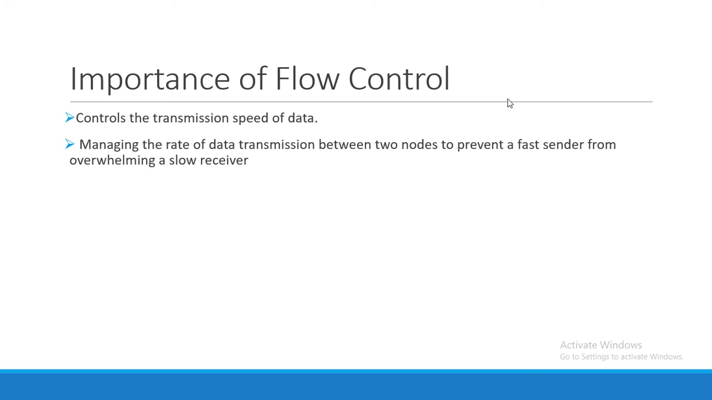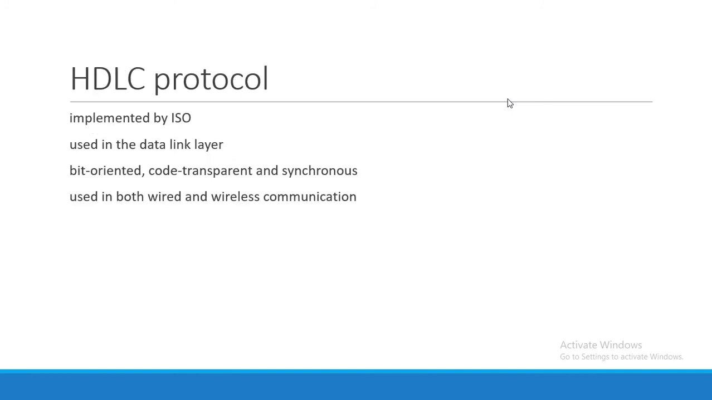Here, the importance of flow control. The previously explained process is called flow control. As I explained earlier, this controls the transmission speed of data by managing the rate of data transmission between two nodes to prevent a fast sender from overwhelming a slower receiver. Okay, let's move to the next slide.